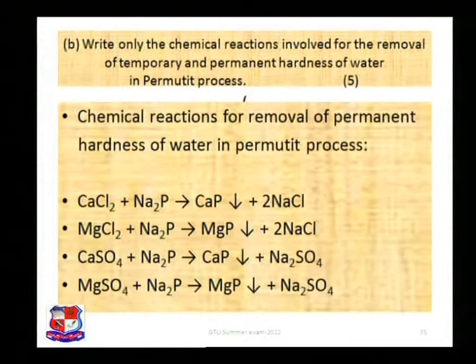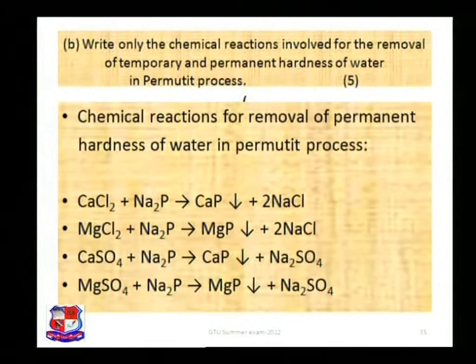Now when you go for the permanent hardness of water removal reactions, then what happens? You can see very clearly here the salts responsible for the permanent hardness are calcium chloride plus you can have the sodium permutit, because your hard water is passing through the sodium permutit. So you will write here calcium chloride plus Na2P, that is going to give CaP, that is calcium ions are getting retained on the permutit bed, plus 2 times NaCl. Okay, so this is for the permanent hardness removal of water reaction.